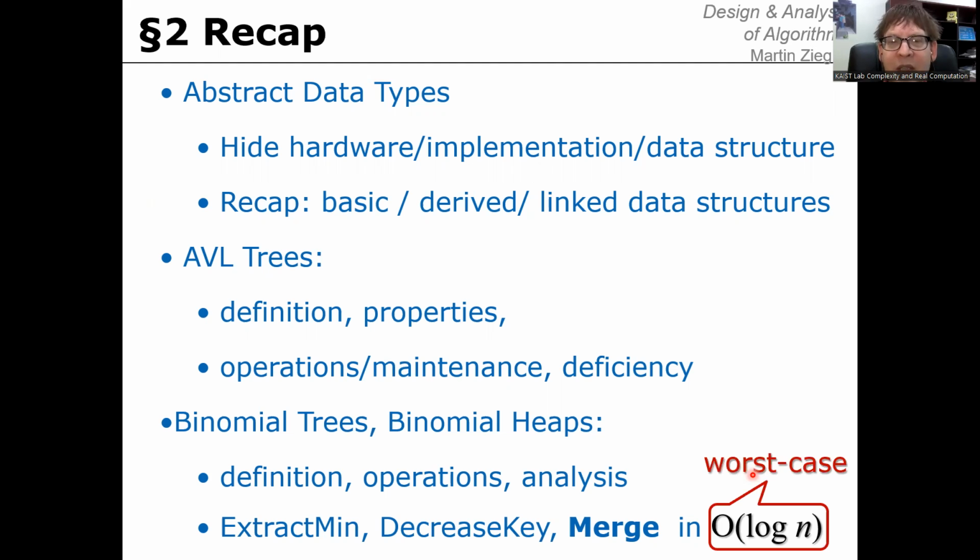But let me emphasize that this is still classical algorithm analysis, worst case analysis. And starting with chapter 3, we will look into alternative ways of algorithm analysis. Specifically, chapter 3 is about average case analysis, which arguably could be a more realistic way of analyzing algorithms.